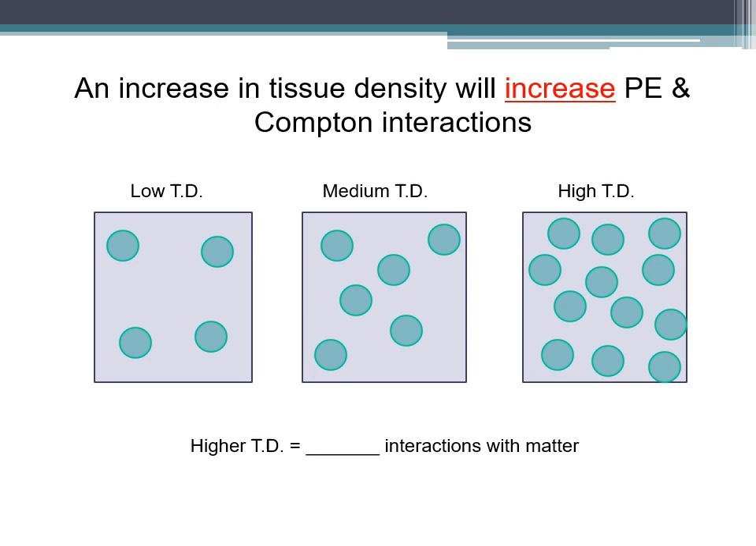An increase in tissue density will increase photoelectric and increase Compton interactions as well. If you look at the drawing here, we can see that as we go from low tissue density, such as air, the likelihood of hitting an atom or molecule inside the patient is going to be less than if you have higher tissue density. So higher tissue density results in the possibility of more interactions with matter. So it'll increase both Compton and photoelectric interactions.